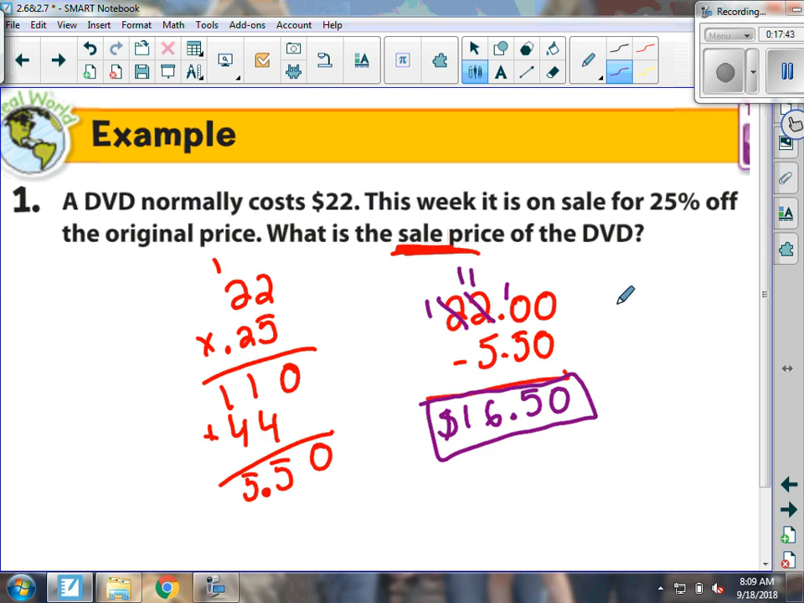So you have to read these very carefully. So you need to find out, does it want you to find the sales tax, the tips, the total cost, the markup cost, or the sale price? If you see sale price or discounted price, you are subtracting.